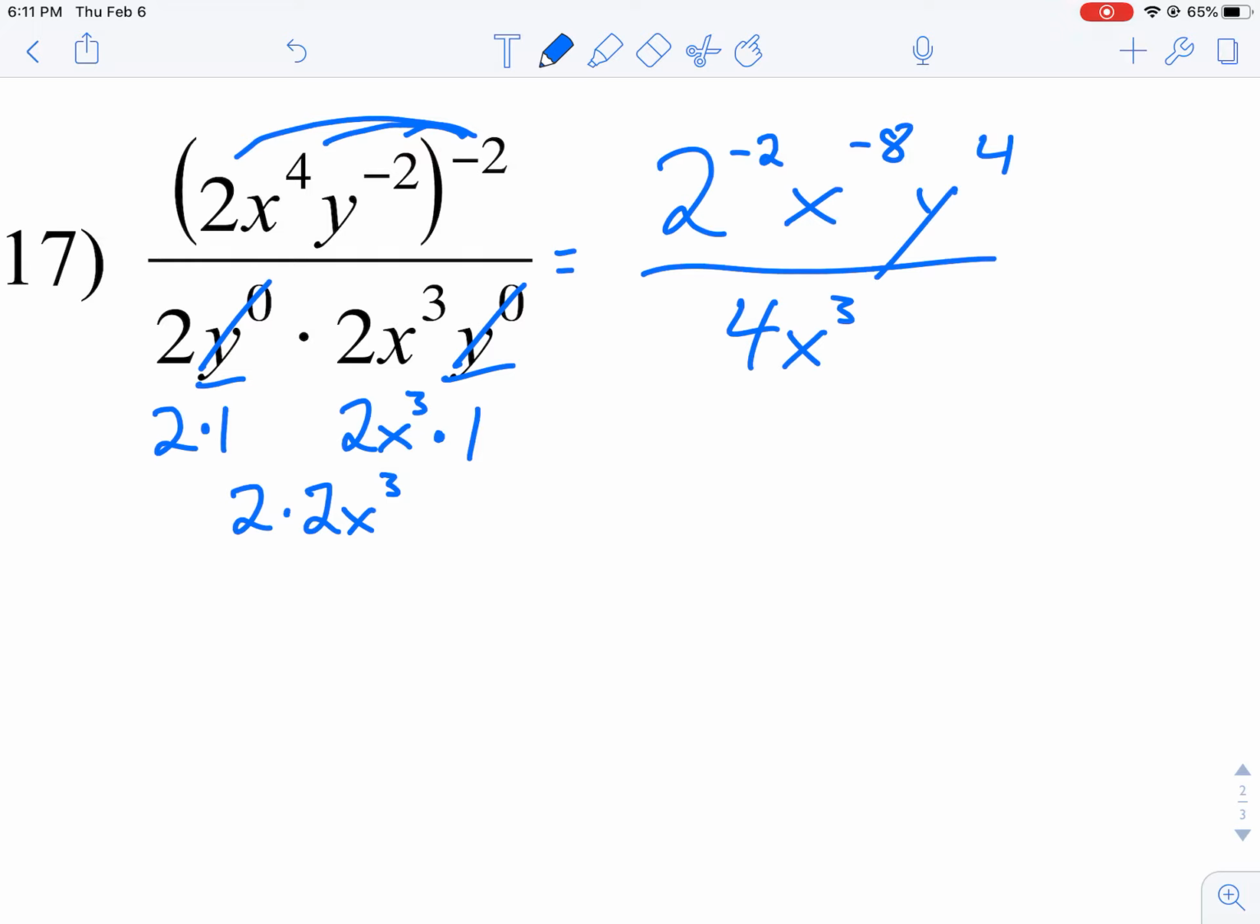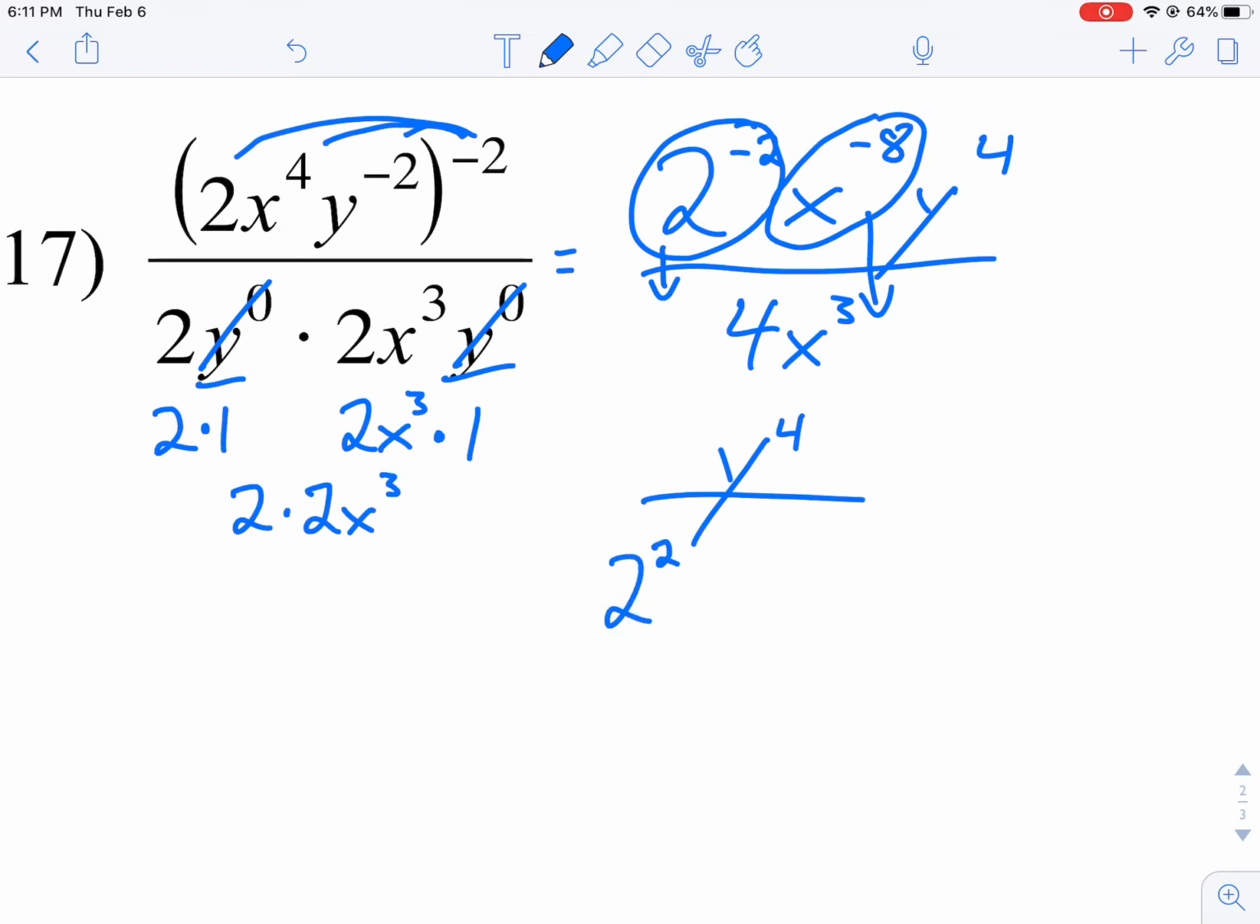Now let's look at the numerator here. So 2 to the negative 2nd. If you type that into your calculator, it's going to give you a fraction or a decimal. Let's think of it instead as being something that we would treat like the x to the negative 8 here. I'm going to drop this into the denominator. So I'm going to do the same to the 2 to the negative 2nd. So doing that, y to the 4th stays in the numerator, and we're going to drop this down. So I have 2 squared, x to the positive 8 now, and then times 4x to the 3rd.